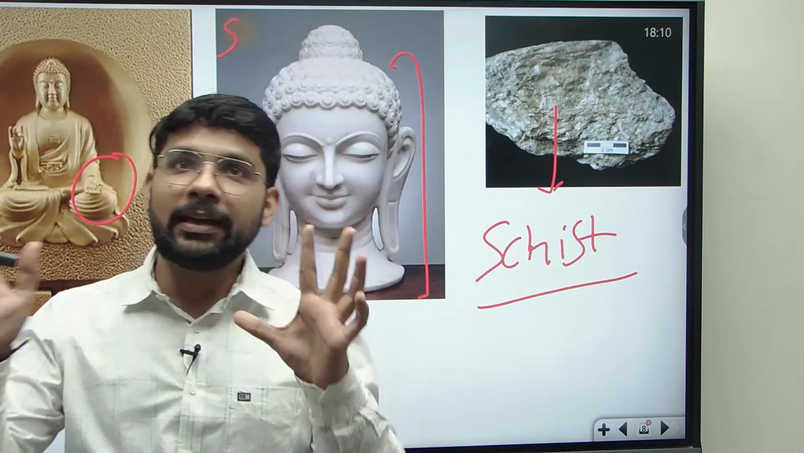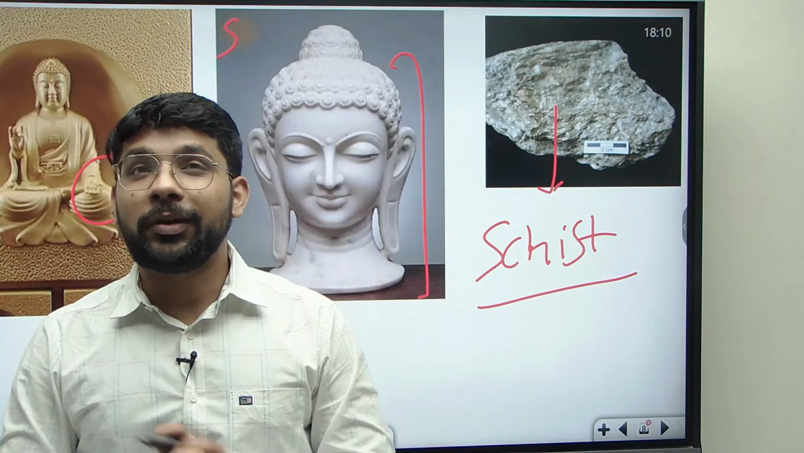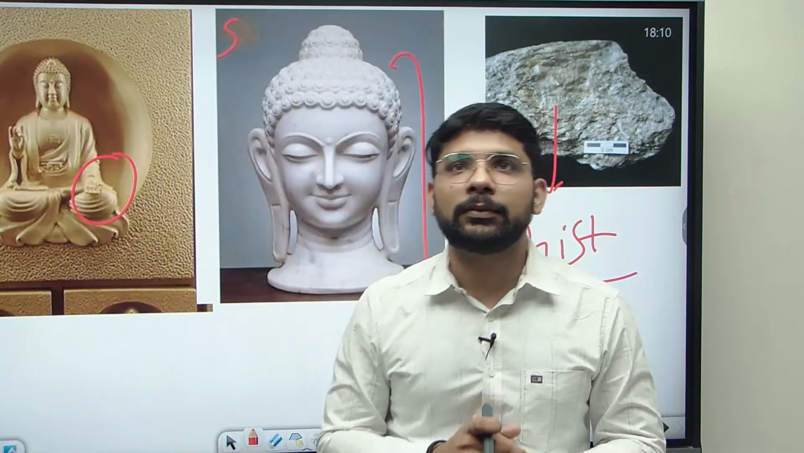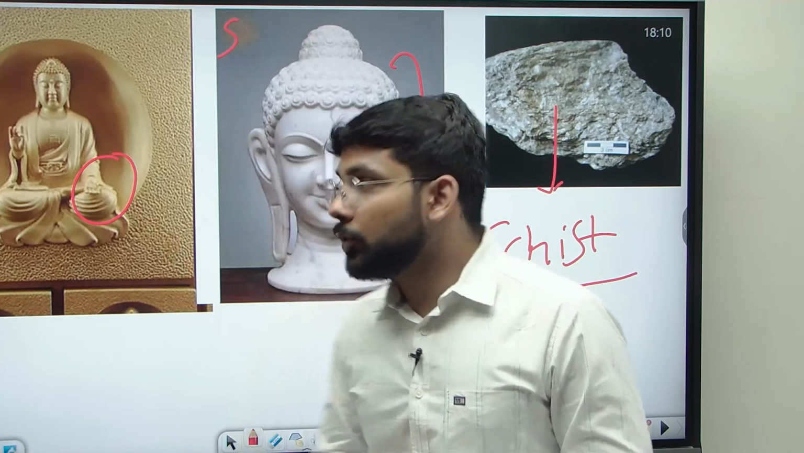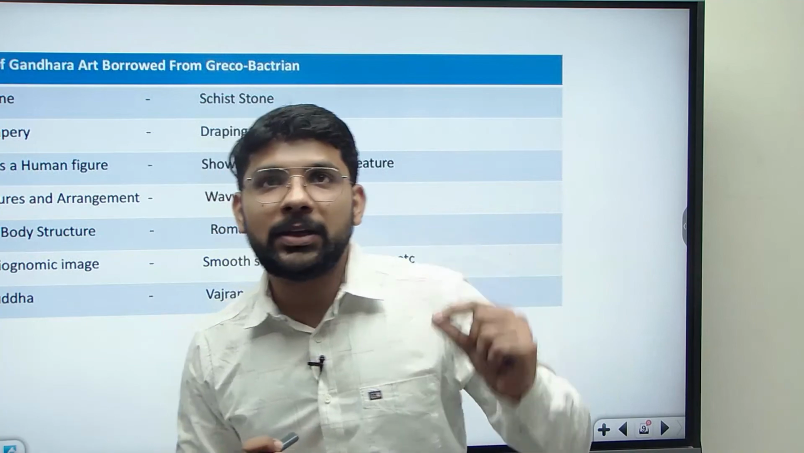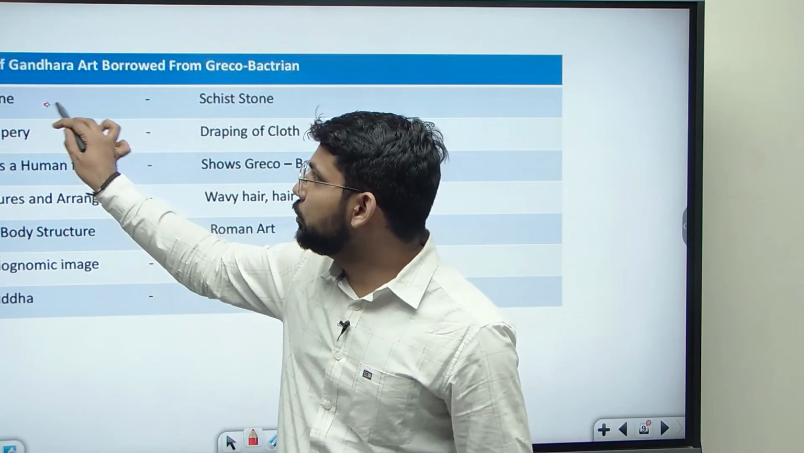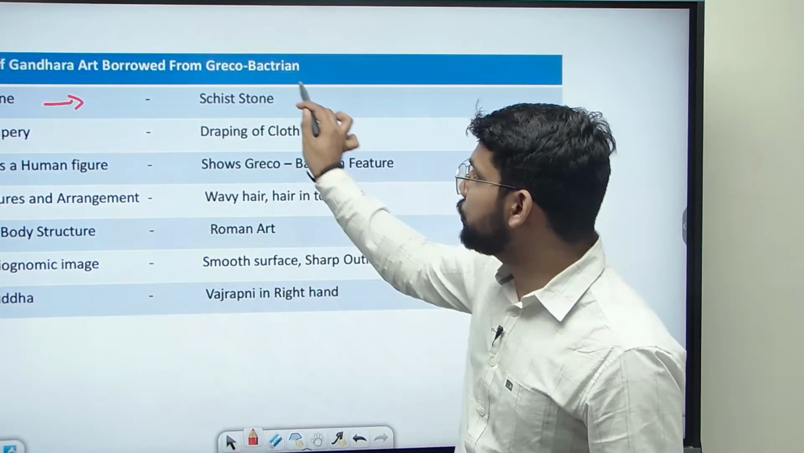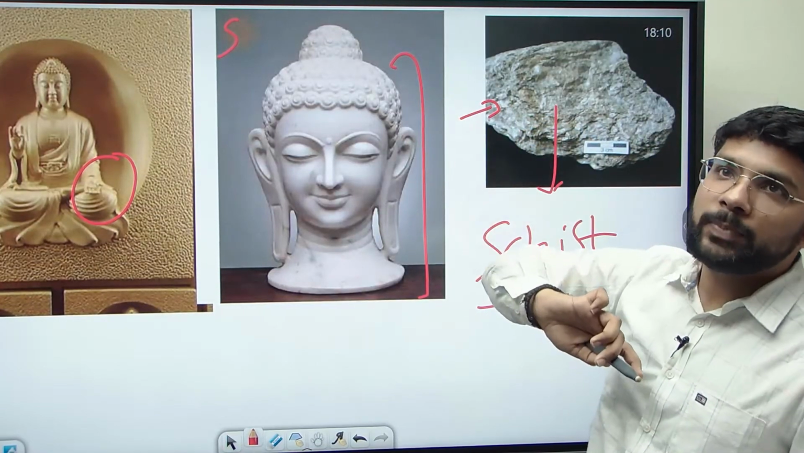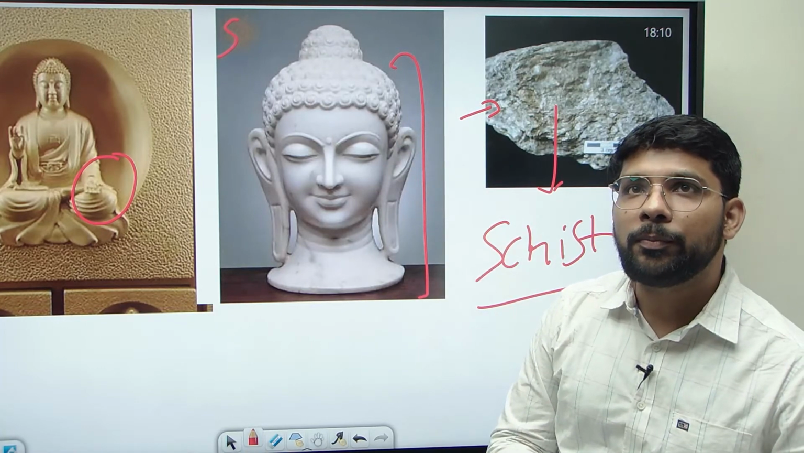I hope this is very clear from these Buddha images. If there is a pictorial view in your mind, you can directly write your answer. So let's see now the point-wise. We've seen the pictures, now see point by point. Number one, use of stone. Schist stone. This was a stone which was used specifically in the Greco-Bactrian elements, and this was later used in the Gandhara art form.